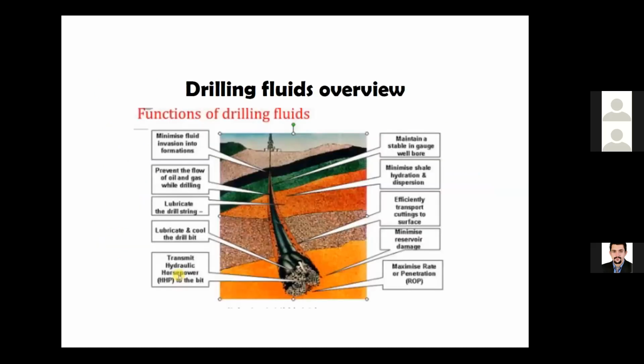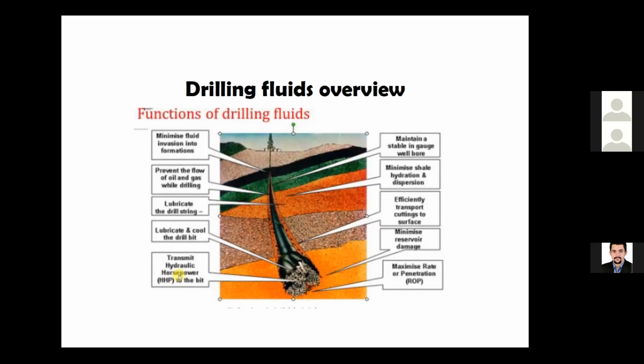So let us have an overview about the drilling fluids. To better understand the drilling fluids, you should understand the functions of the drilling fluids. If you grasp all the functions of the drilling fluids, you will be fully aware of all the aspects considering the drilling mud. So let us start with function number 1.